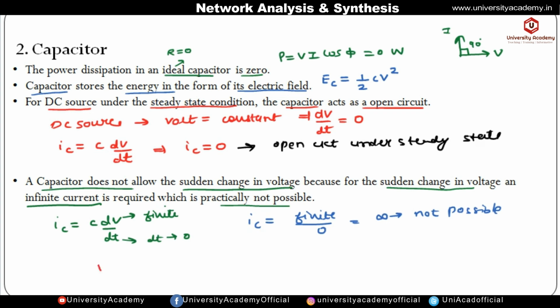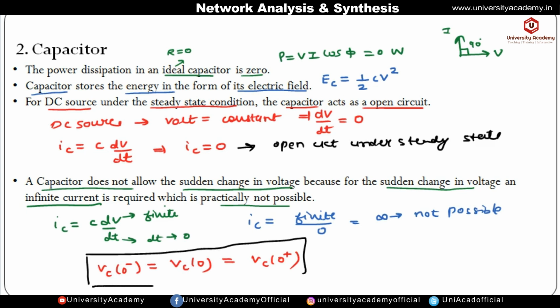So it means the voltage across the capacitor at t equal to 0 negative will be equal to the voltage across the capacitor at t equal to 0, and it will maintain the same voltage at t equal to 0 positive. This is the important point. The voltage across the capacitor at t equal to 0 negative, the same voltage will remain at t equal to 0 positive, because the capacitor will not allow the sudden change in voltage.